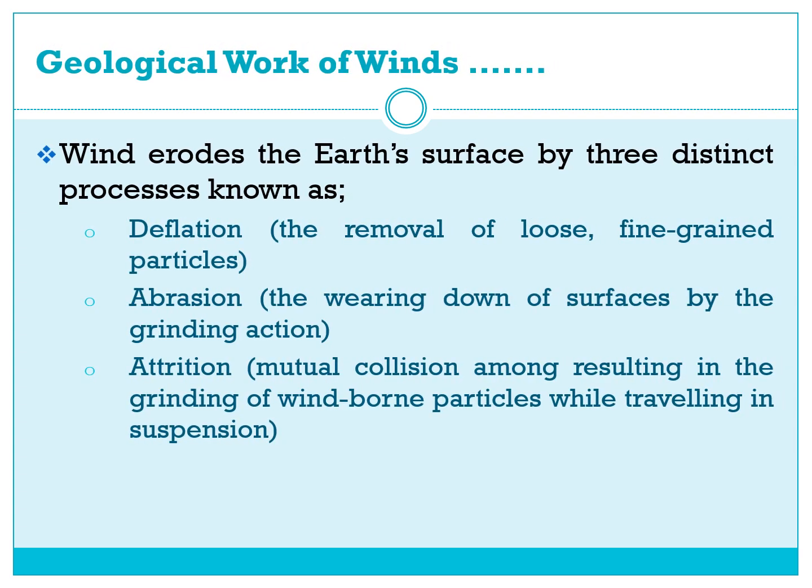Geological work of winds. Wind erodes the Earth's surface by three distinct processes known as deflation. Deflation is the removal of loose or fine-grained particles. Abrasion, the wearing down of surfaces by the grinding action of the particles moving with the wind. Attrition, mutual collision among particles resulting in the grinding of the wind-borne particles while traveling in suspension.